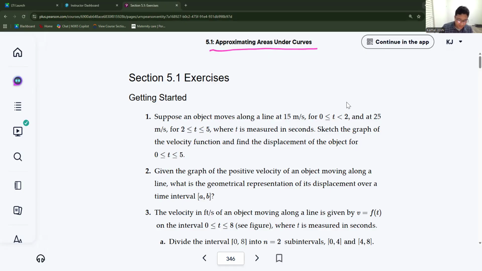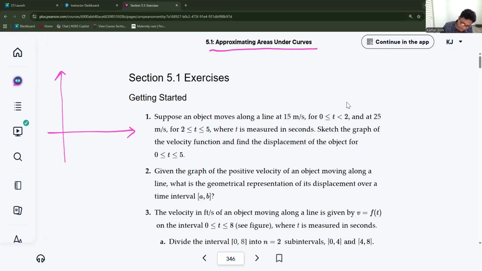Okay. Some examples. I will go serially at the beginning and then I'll choose some problems later. Suppose an object moves along a line at 15 meters per second between 0 and 2. So in this question, they are asking us to draw the graph, and use that to find the displacement of the object.